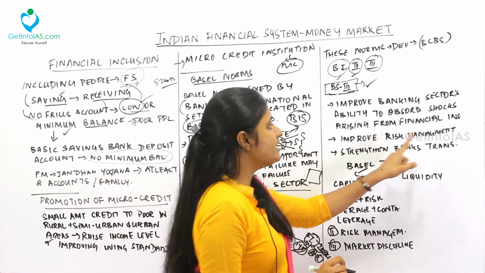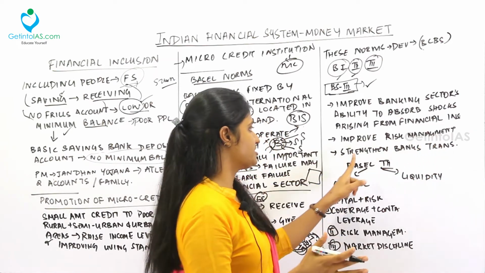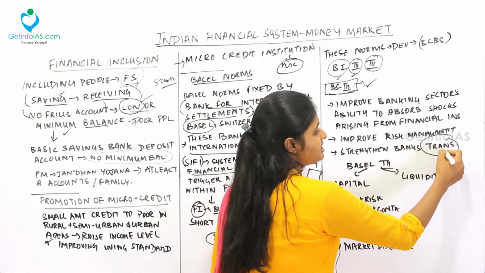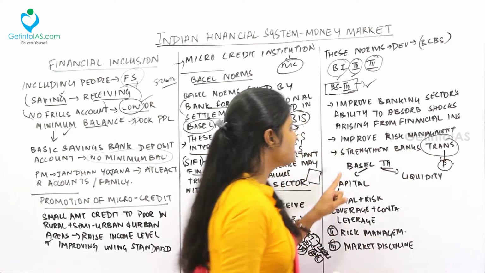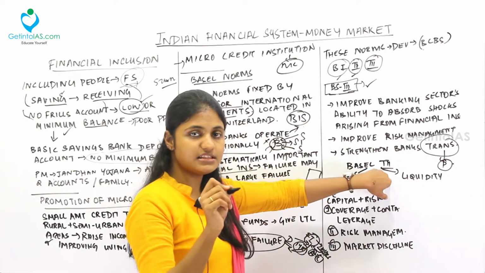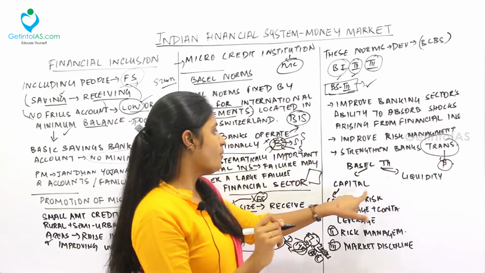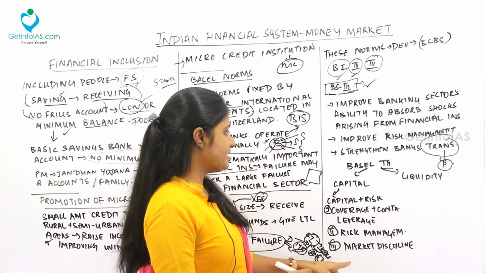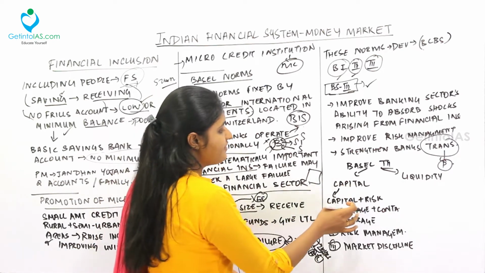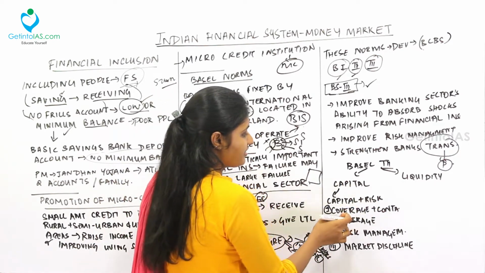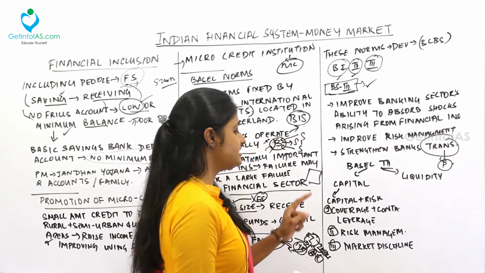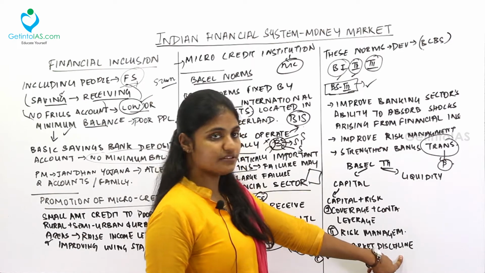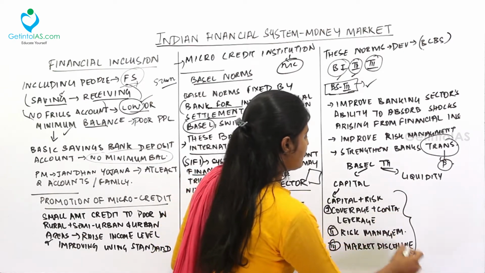Next, to improve risk management in the financial institutions. Third, to strengthen banks' transparency. I already told you transparency means publicity. Fine. Next, coming to Basel 3. Under Basel 3, we have 2 important terms. One is capital, another one is liquidity. Under this, we have 3 pillars. That is, under capital, we have capital, risk coverage and containing leverage. The second pillar is risk management. The third pillar is market discipline. Fine. These 3 are the pillars under capital.